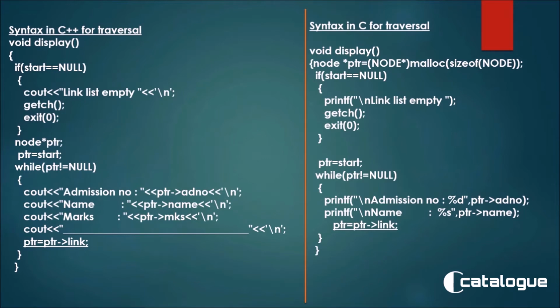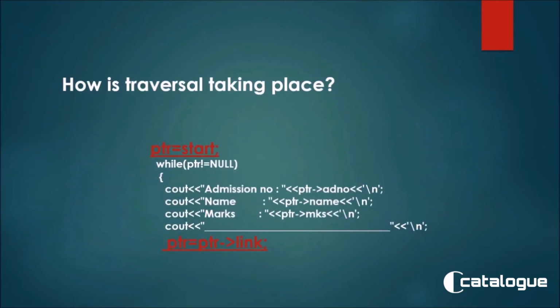Then comes the most important line of our syntax, which is ptr takes the value of ptr link. In case of linked list for traversal, we need this line so as to go to the next node, we have to assign the ptr as its link. So the link portion had the address of the next node. So if we assign the address of the next node to our ptr, we'll come to the next node. So I've highlighted it in a next part, which is how the traversal is taking place.